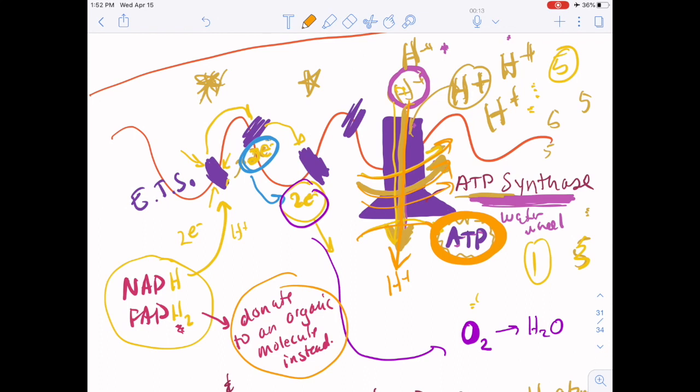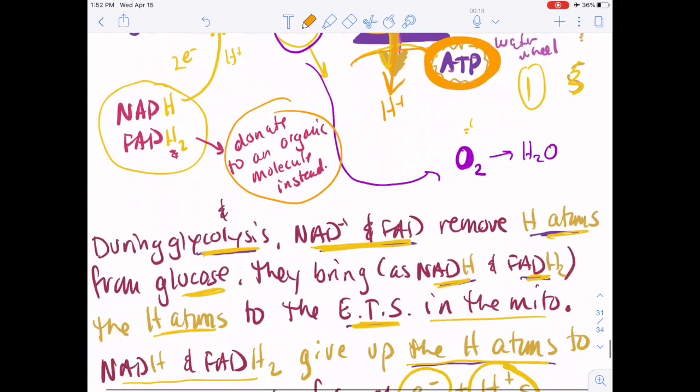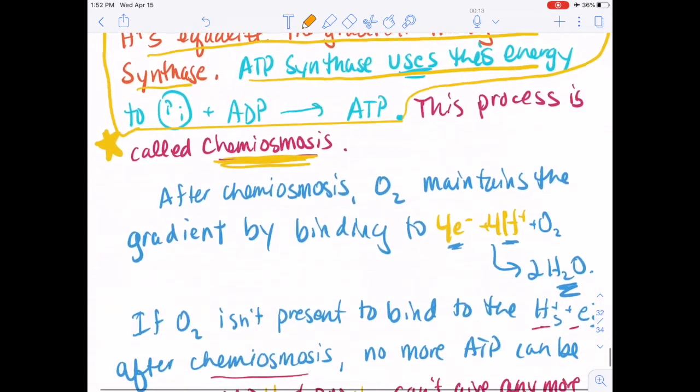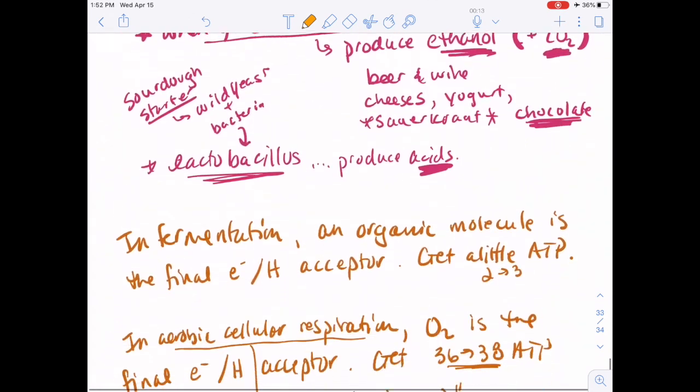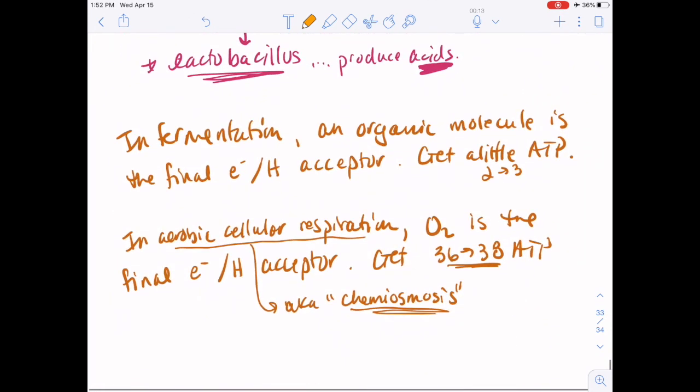We need more than that. We are multicellular organisms that need the 36 to 38 ATP that chemiosmosis gives us. And chemiosmosis doesn't happen without oxygen. Chemiosmosis requires oxygen to be that final electron hydrogen acceptor. And that is the best bedtime story ever.